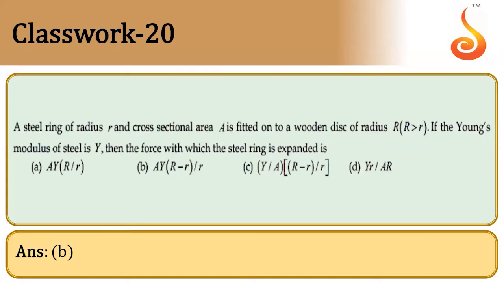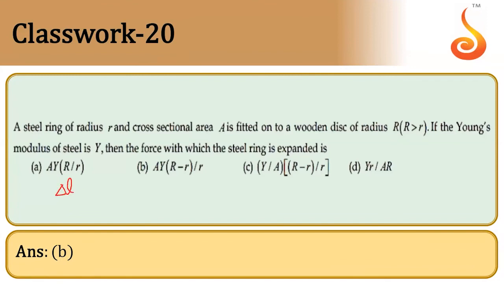A steel ring of radius r and cross-sectional area A is fitted onto a wooden disc of radius capital R. So if the Young's modulus of the steel is Y, then the force with which the steel ring is expanded is... Here, what is the change in the length? Delta L you have to calculate.